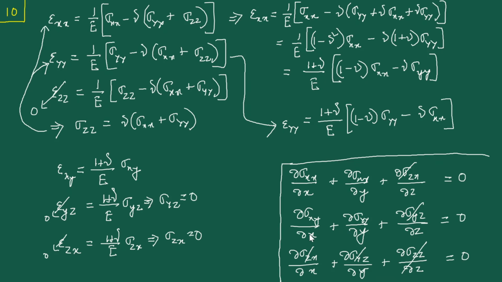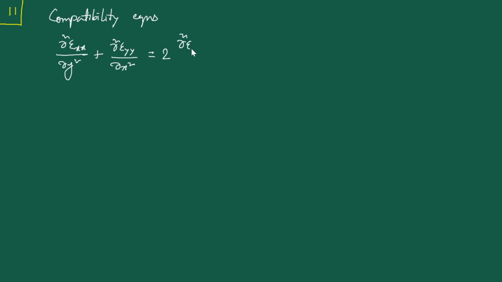So proceeding exactly like the plane stress case, we'll first consider the compatibility equations. It will turn out that it is only the first of the strain compatibility equations, del square epsilon xx by del y square plus del square epsilon yy by del x square is equal to twice of del square epsilon xy by del x del y, that is not going to turn out to be a 0 equal to 0 form.